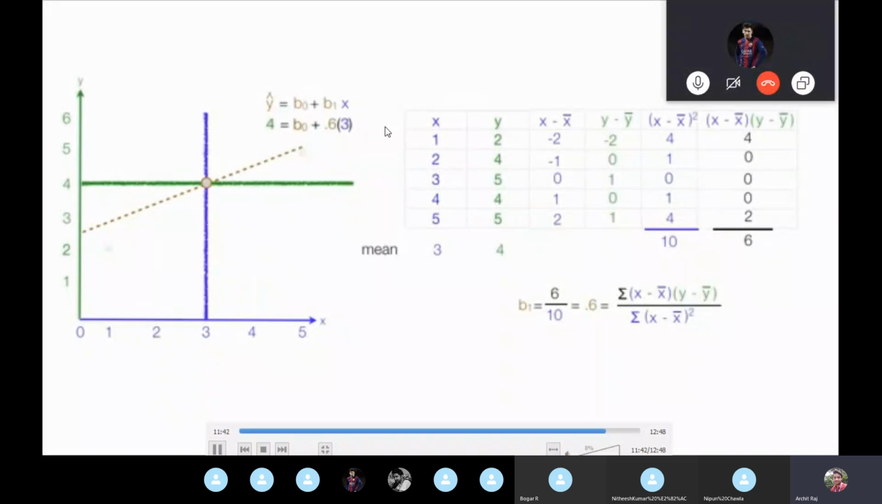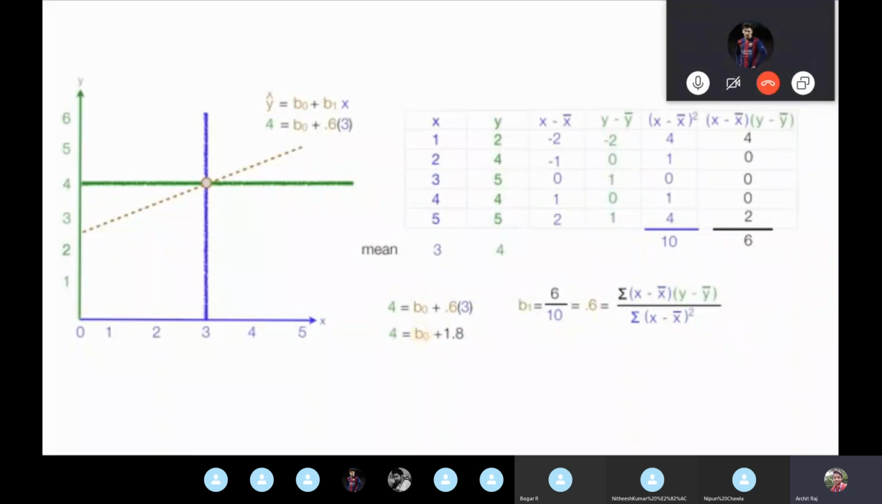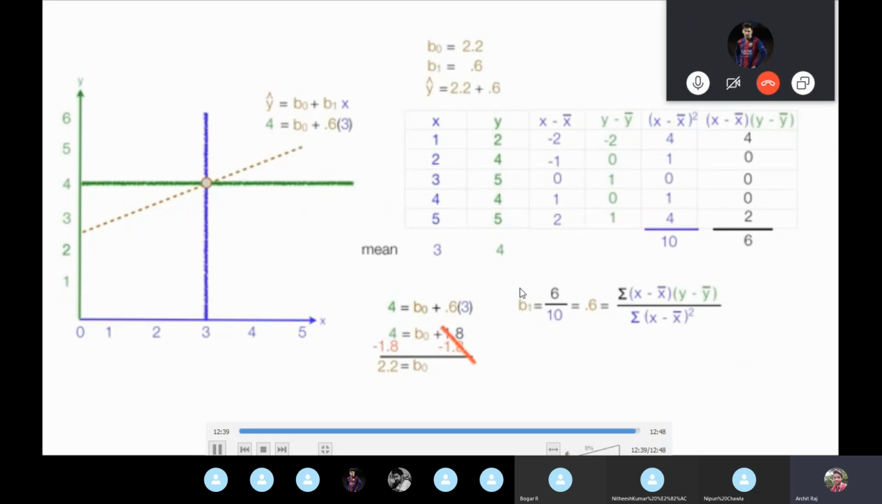Now we'll do all the mathematics. It's going to be completely simple. We'll have 4 is equal to b0, which is completely unknown, plus 0.6 into 3, which is 1.8. Now subtracting 1.8 from both sides, we have the answer of b0 as 2.2. Now we have both b0 and b1. So we got our answer: y hat is equal to 2.2 plus 0.6x. That's what exactly we wanted. This is how you do linear regression.